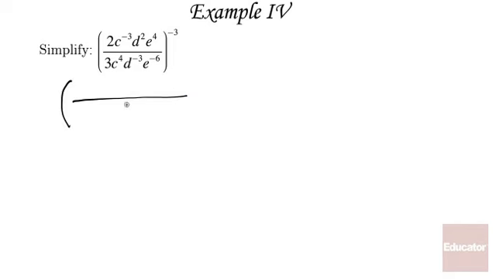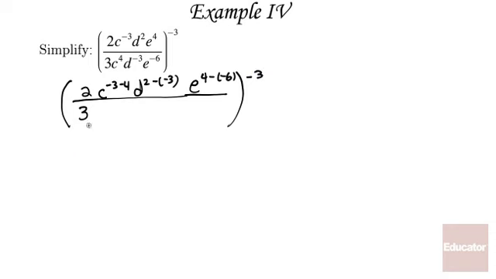Starting out, I have (2/3, c to the negative 3 minus 4), then d squared minus negative 3, e to the 4th minus negative 6. All of this is raised to the negative 3rd power. Then I'm just going to do my subtraction.